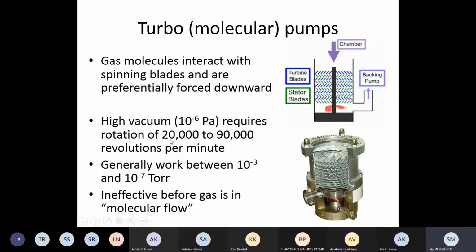This high vacuum requires a rotation of 20,000 to 90,000 revolutions per minute. Such a high speed rotation is required to reach the range of 10 to the minus 3 to 10 to the minus 7 torr, and it is ineffective before the gas is in molecular flow. So using the rotary pump, you have to make sure that molecular flow is achieved inside the chamber, and only then should you start.